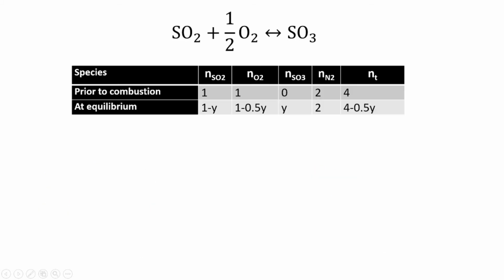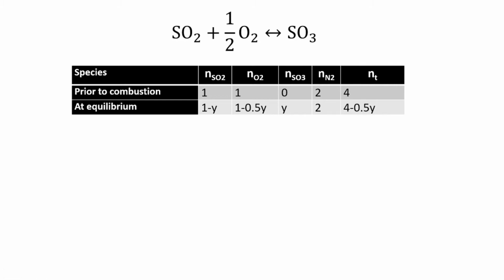And here, I've summarized this in a table. So before reaction, I have 1 mole of SO2 gas, 1 mole of O2 gas, 2 moles of N2 gas, and in total I have 4 moles. At equilibrium, I have 1 minus Y, 1 minus 0.5 Y, Y, 2, and in total 4 minus 0.5 Y kilomoles of gas.